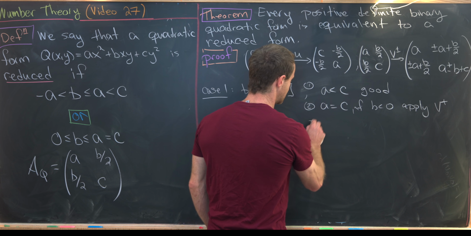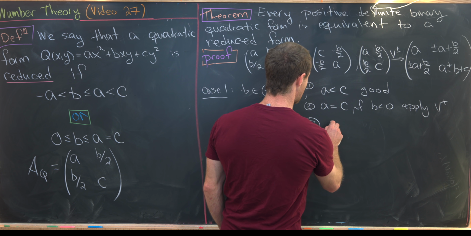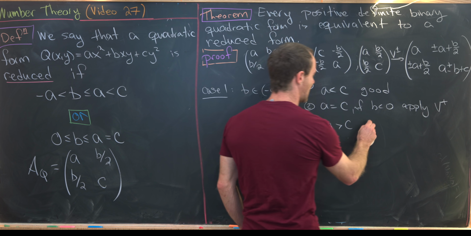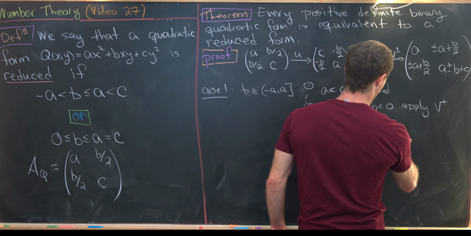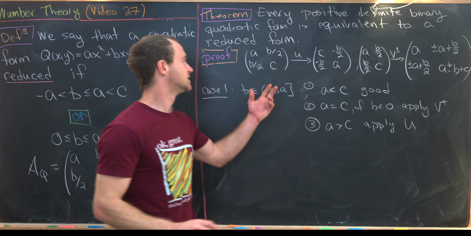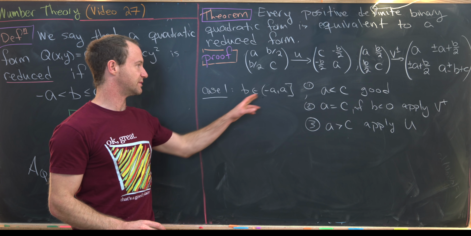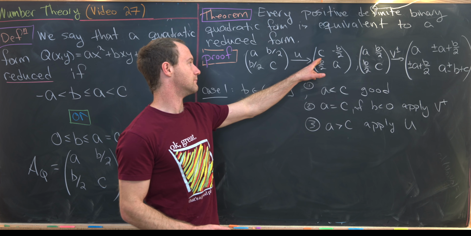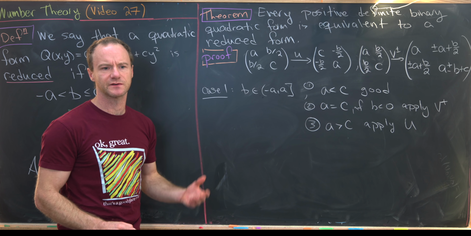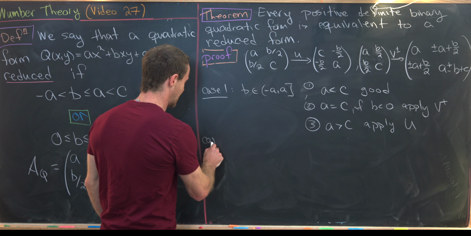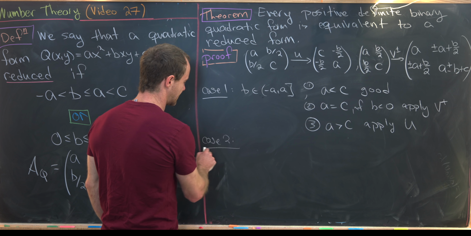And now finally, if we have A is bigger than C, then we'll just apply U. Remember, all that does is switch the diagonals here. It negates the off diagonals, but if B is on this interval, then minus B will also be on this interval. So that's okay. Okay, now let's look at the second case, which I'll call case 2, and that is B is outside of this interval.